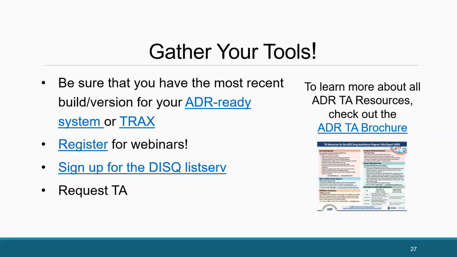You'll also want to be sure that you have the right version of your system that you use to create your ADR client level data file. So if you're using an ADR ready system, which means a system that produces the client level data file that's required, the DIS team actually updates the status on Target HIV. So we list the build or the version number that you need to use. So you can be sure to check that.